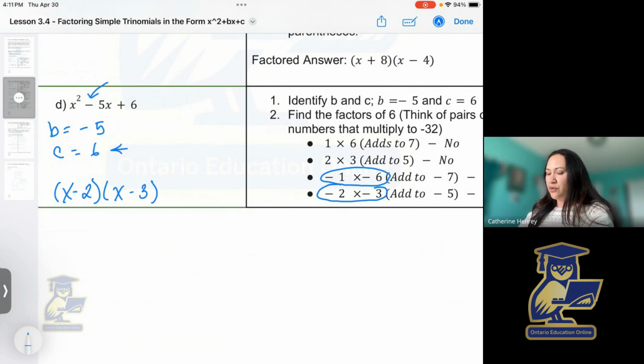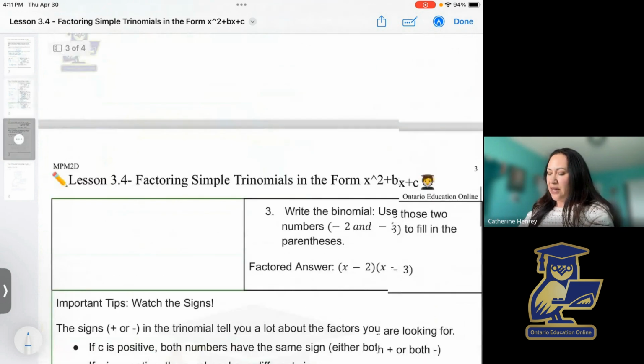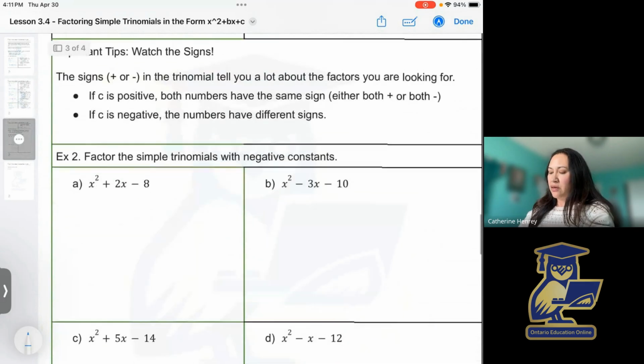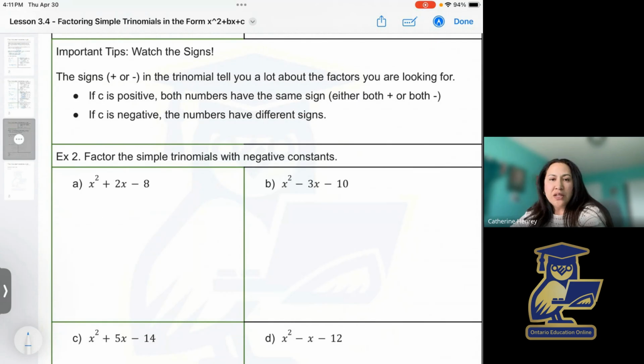So we're just going to run through a bunch of examples, and again, we'll see how quickly you start to get the hang of this. Again, if you're really good with your multiplication tables, this will go a lot easier. So again, watch for the signs. The signs, plus or minus, in the trinomial tell you a lot about the factors you're looking for.